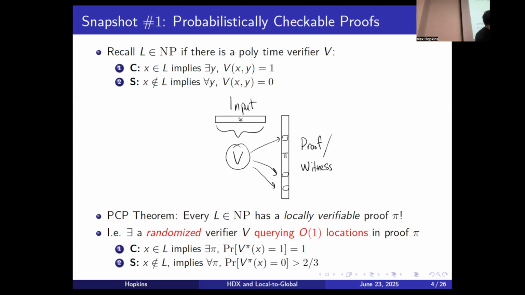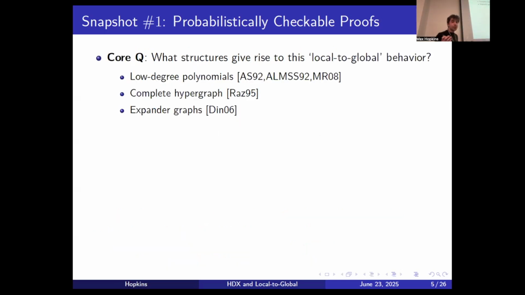So given this fact, a major question in the past 30 or so years in TCS has been what sort of structures give rise to this type of local-to-global behavior? How can I encode my witness in this way where I can just locally check, at random, 2 or 3 words in this 100-page proof that you've given me, and yet I can be very confident that I'll reject something that's not in the language with high probability?